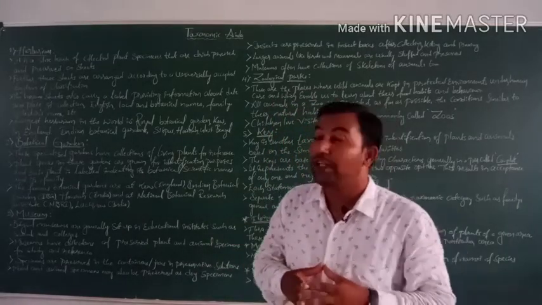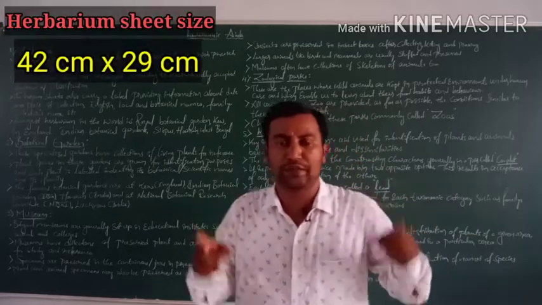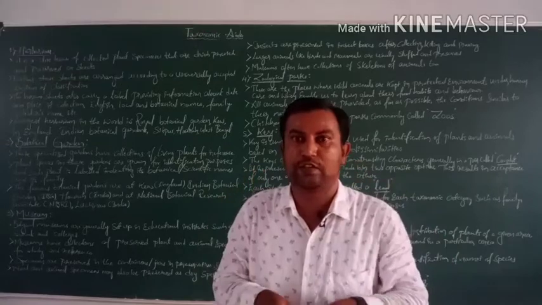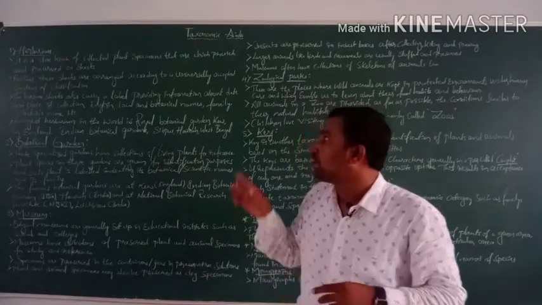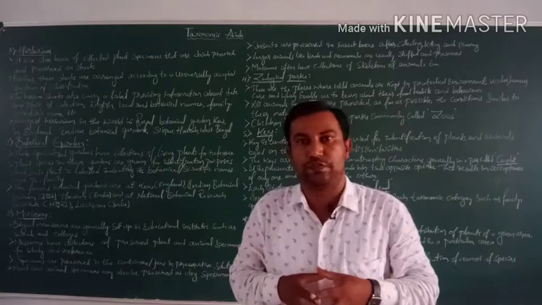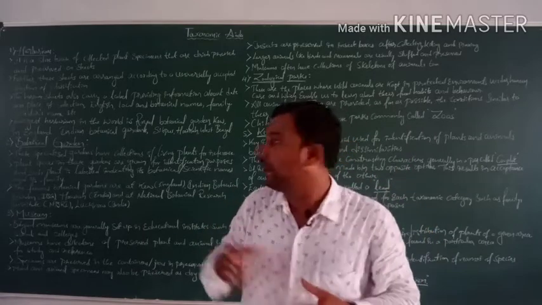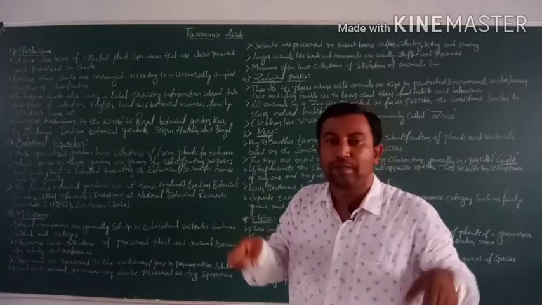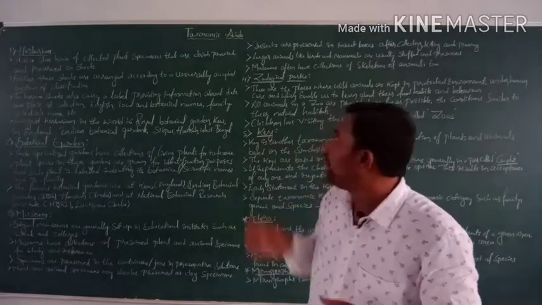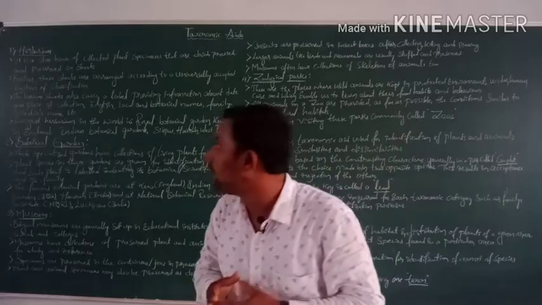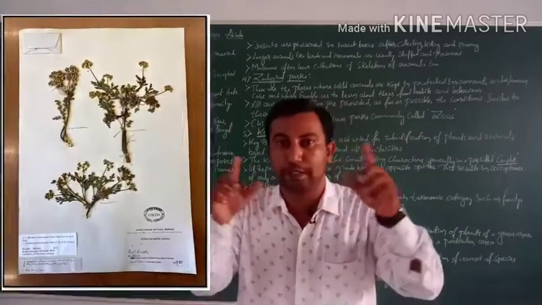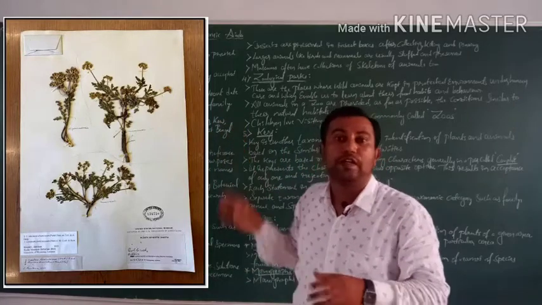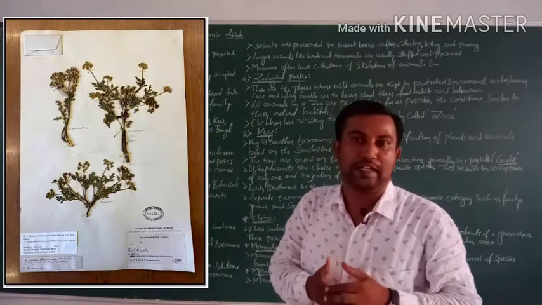What is a herbarium sheet? Different kinds of sheets are available, but we need to take a larger sheet for a herbarium. It also consists of other information, so it will be labeled, usually labeled on the sheet. Mainly first the date and the place. In one corner of the sheet we mention when we collected and where we collected the plant.